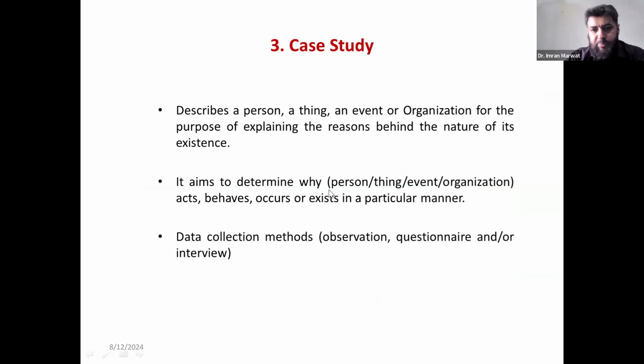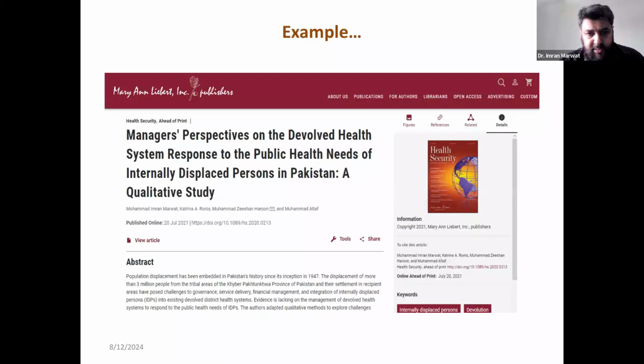It aims to determine why a person, thing, event, or organization acts, behaves, occurs, or exists in a particular manner. Data collection methods: observation, yes, observation was there. Questionnaire was there. Two different groups were studied. One was the IDPs, with focus group discussions and in-depth interviews conducted with the participants. Key informant interviews were conducted with the health managers of KP. This was published in 2021, again in an international journal, Health Security, a US journal with a very good impact factor. And this was free of cost.